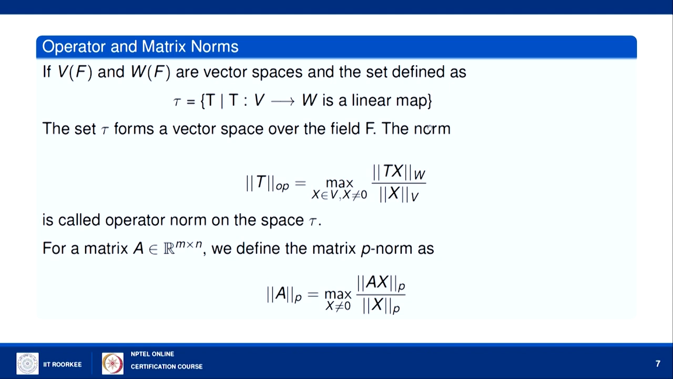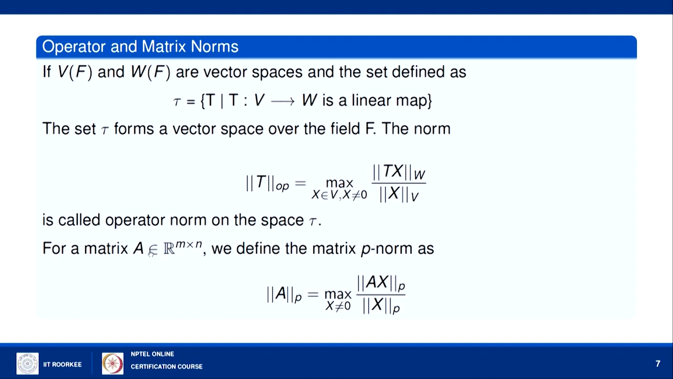Now define the operator norm of T as the maximum, over x belonging to V with x non-zero, of the norm of Tx with respect to W upon the norm of x with respect to V, because Tx will be a vector in vector space W. This norm is called the operator norm on the space tau, where tau is a space of linear transformations. So let us understand it in another way in terms of the matrix.